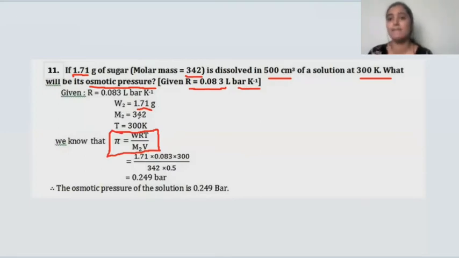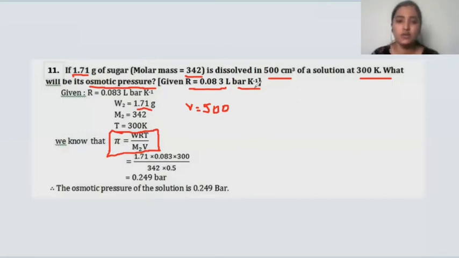That is M2 they have provided, and they are saying that the solution is formed at 300 Kelvin. So we are going to mention the temperature as 300 Kelvin. And they also provided the volume. They are telling you that it is going to be around 500 cm cube.